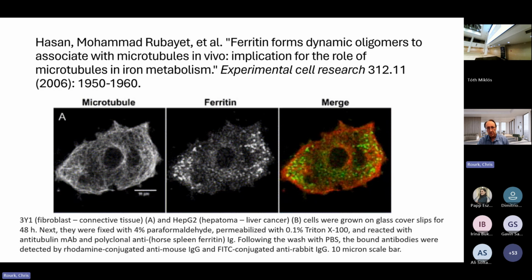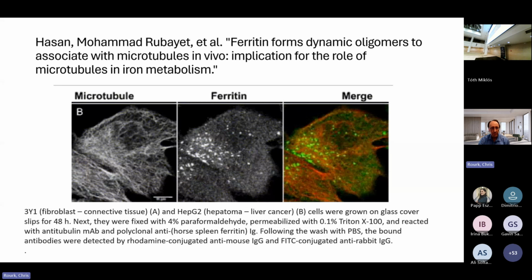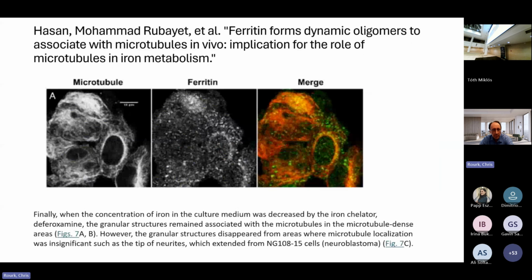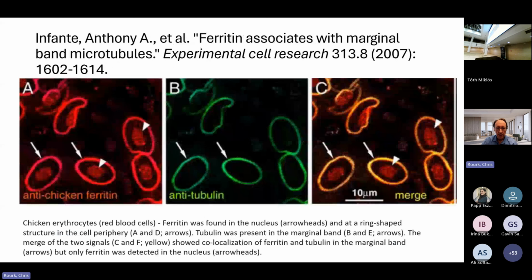This is in a fibroblast cell. This is from a hepatoma cell. And you see the same extensive ferritin and microtubules overlapping. They did other tests also and concluded that a significant fraction of ferritin molecules coexist with microtubules. So this is one in vivo test and one in vitro test. And you really have to read this paper to understand what it has and its limitations.